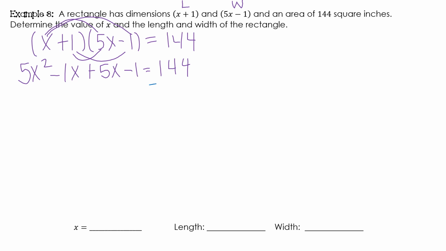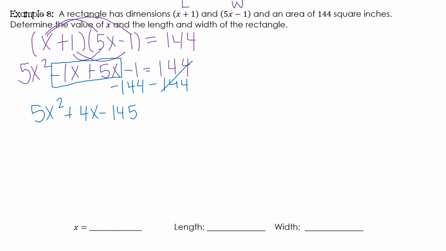So if I move the 144 over to the left-hand side, I can combine it with the negative 1. That would make this equal to 0. And then you also have like terms with the negative 1x and the 5x. So now I end up with 5x squared plus 4x minus 145 is equal to 0.